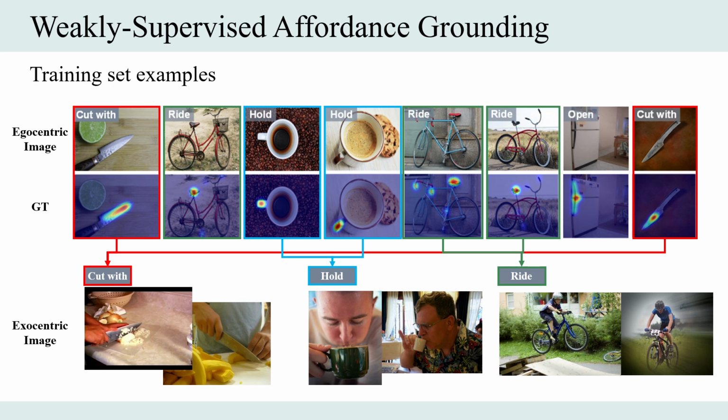These are examples of the training set. To predict the ground truth localization mask, we have an egocentric image along with the action prompt at the top. And then we have exocentric images that illustrate how to perform the action with a specific object.